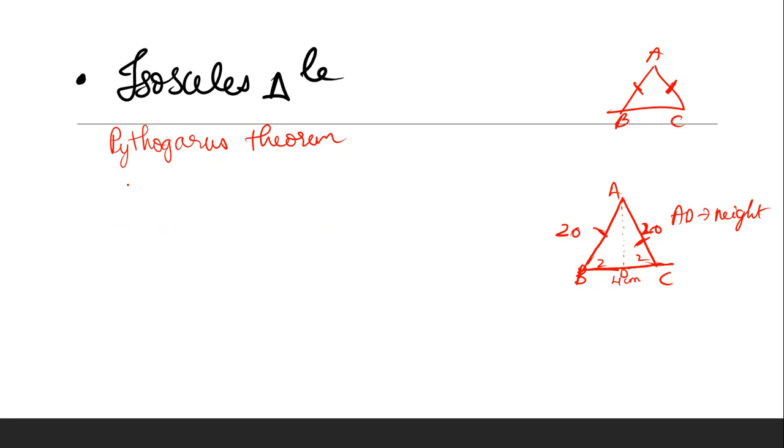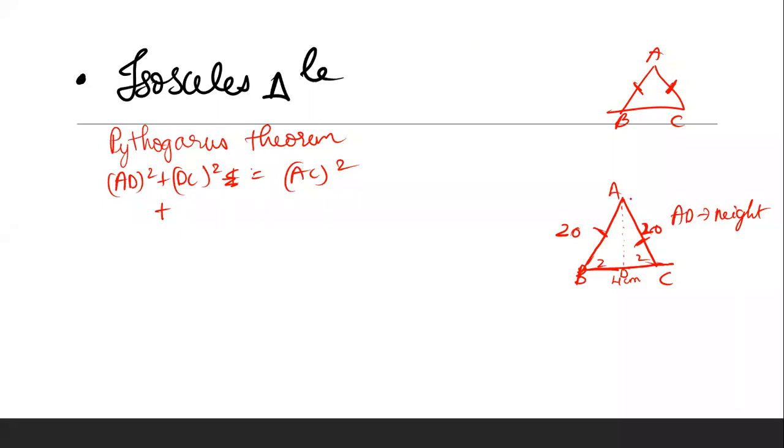Right? So now by Pythagoras theorem, that is AD square plus DC square is equal to AC square. Now we have AD square, which we do not know. We do not have the height here. So here we'll do one thing. We will find out the height, that is we'll find out AD, and then we will find out the area using half into base into height.